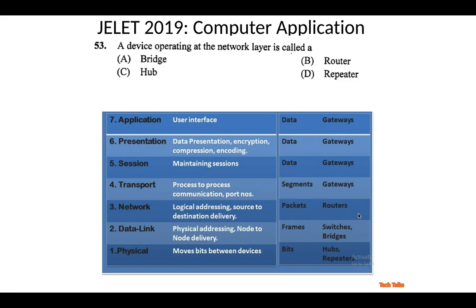Router actually routes the data. It checks the address of the recipient in the data packet, and accordingly it routes the data packet or IP packet to the proper network. So it routes data from one network to another, and that device is known as a router, which operates in the network layer.